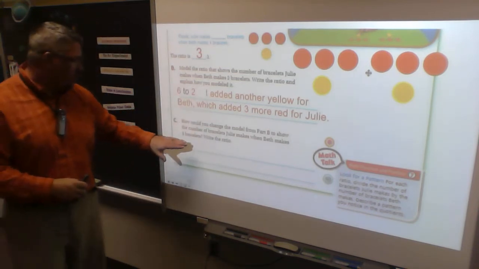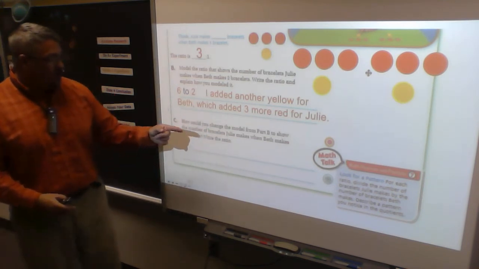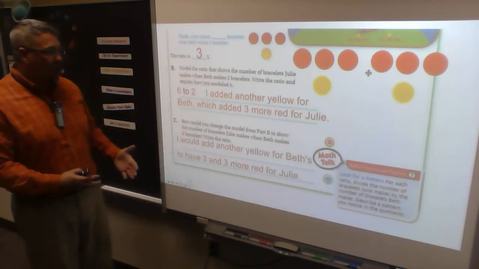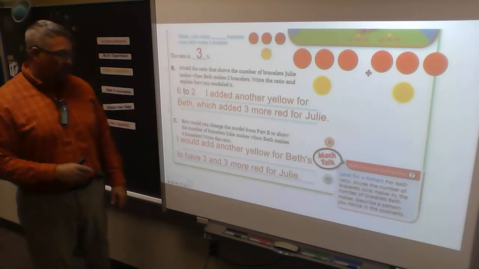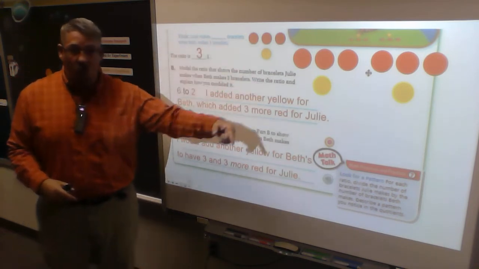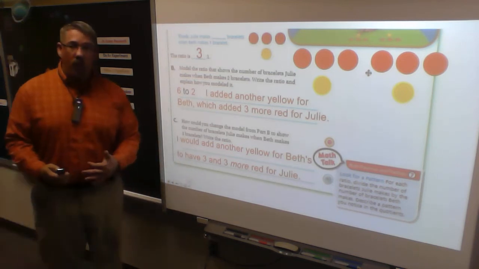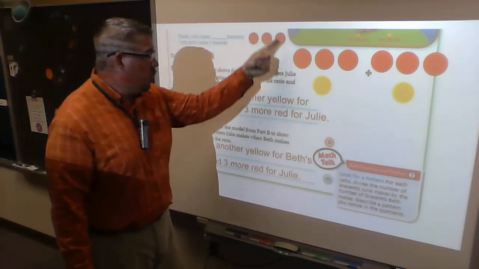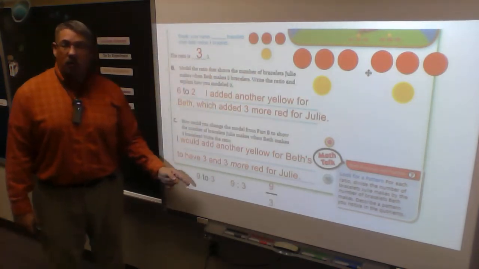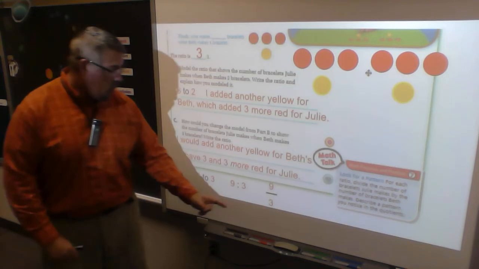All right, so then it says, how could you change the model from part B to show the number of bracelets that Julie makes when Beth makes 3 bracelets? Write the ratio. Well, it doesn't tell me to go ahead and model it, but it does ask me how I would do it. And I would just add another yellow for Beth, and that would mean I'd have to have 3 more for Julie. Well, what would that ratio become then? Well, notice I kept this original 3 here, so that would be the scenario that we're talking about. Then I would know I have 9 to 3. Or you could write with a colon 9 to 3, or in the fraction form, 9 to 3.